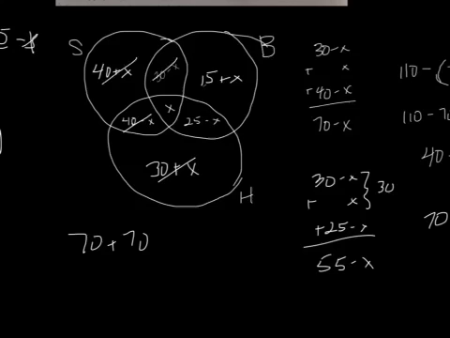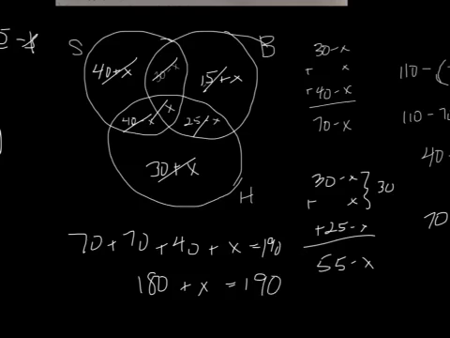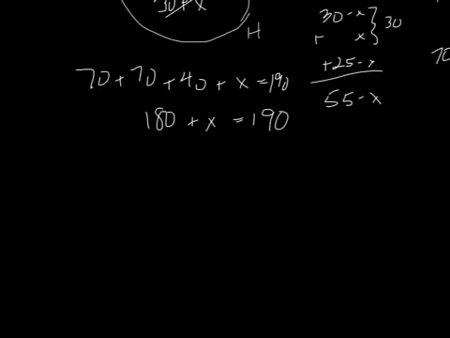And then we have a 40, I think? Yeah. And then we have an x. Very good. And then all that, of course, adds up to 190. Okay, so that's 180. 140 plus 40. x is 10.